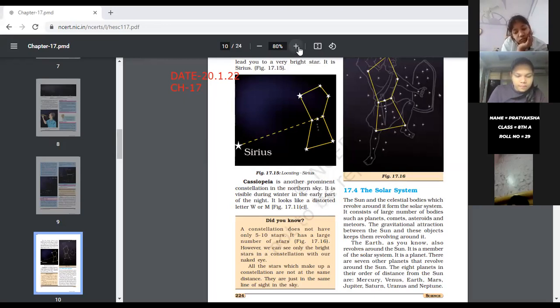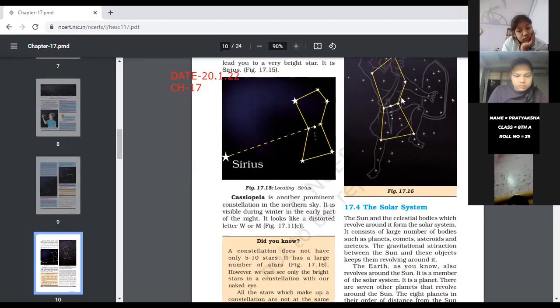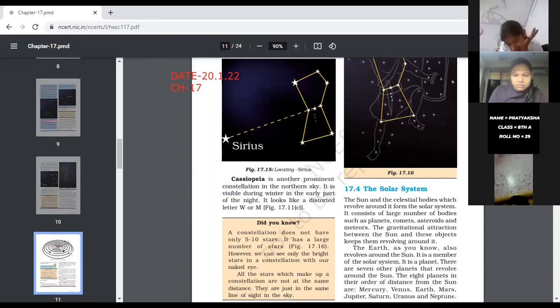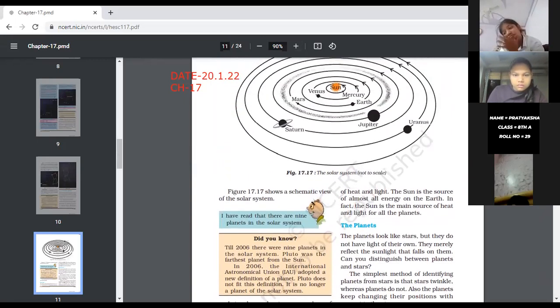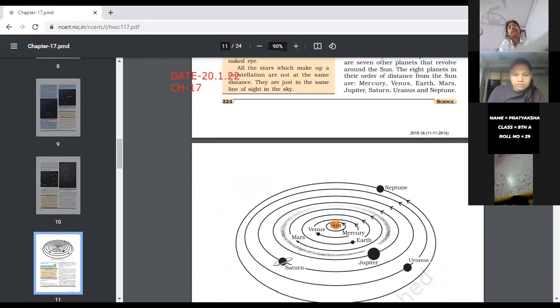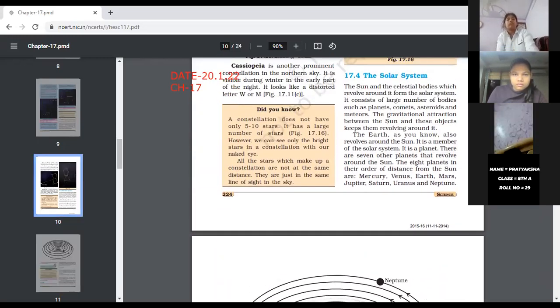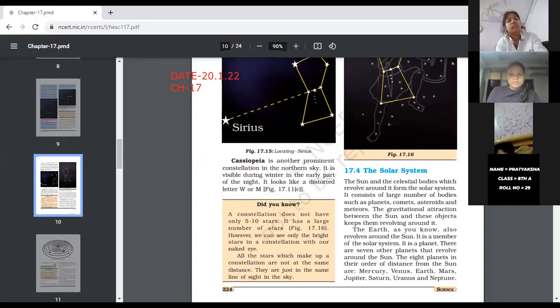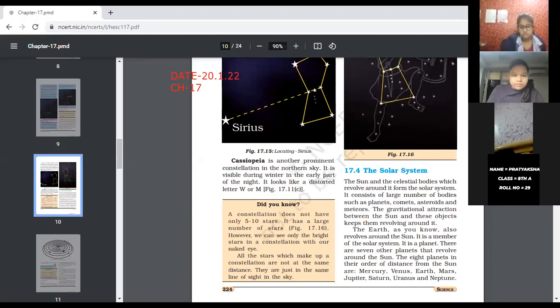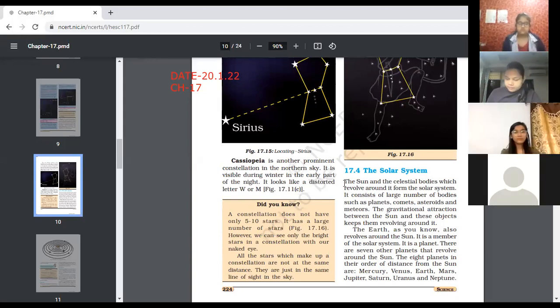Next, we'll continue with the solar system. Everybody had learned in the lower classes how many planets there are, but in this chapter we are going to study all the planets in detail. So kindly continue. Ananya, Kahara, then Anshika, Pratiksha, you may continue the solar system. Yes, Anshika, continue. The solar system.